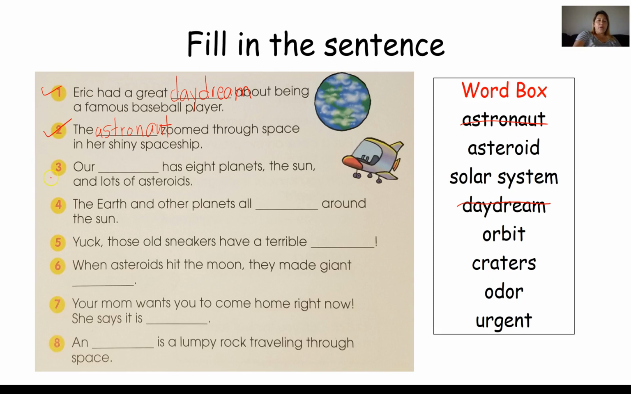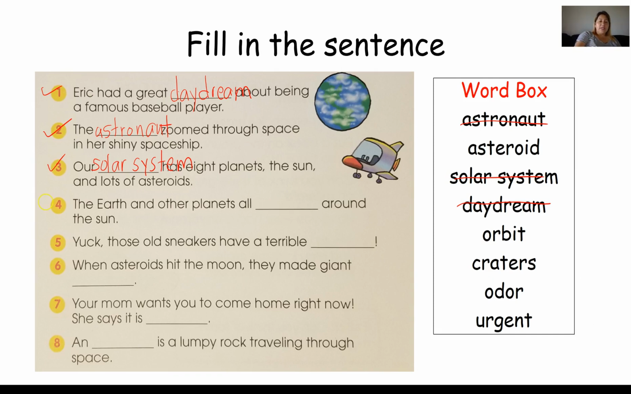All right. So number 3. Number 3 reads, our blank has 8 planets, the sun, and lots of asteroids. We learned about that, boys and girls. We did. All right, you got it. It's solar system. And remember, it's 2 words. So when you write the answer for number 3, remember to use 2 words. Solar, and then you leave a finger space, and then you write system. Okay, so that is the answer for number 3.